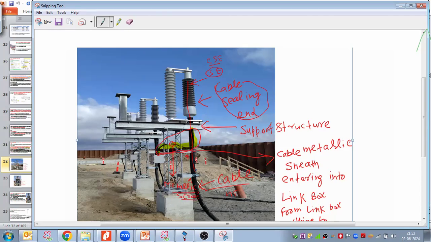And this screening goes into the box. I have done a lot of marking here, so see here. Metallic sheath. This is our SVL box, the cable link box. In the link box we do the earthing, and in that box we place the SVL. So the metallic sheath enters the link box, and through the link box we are doing the grounding.